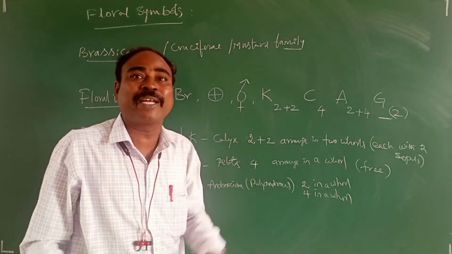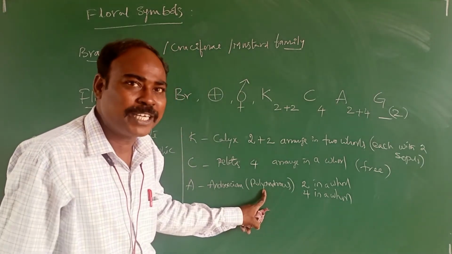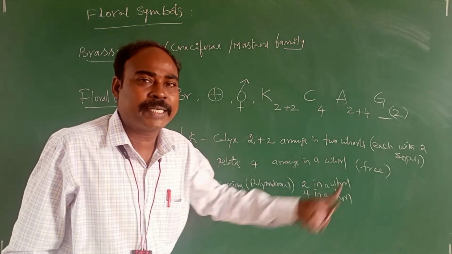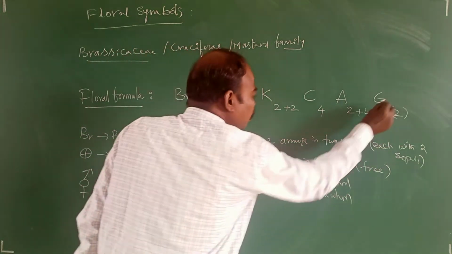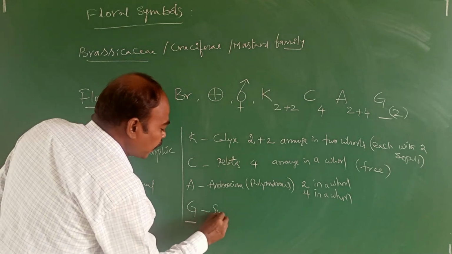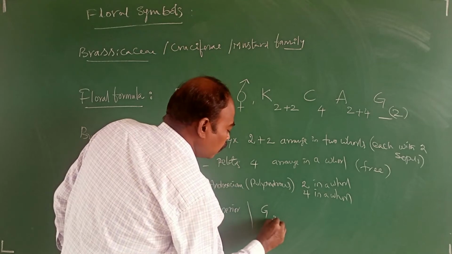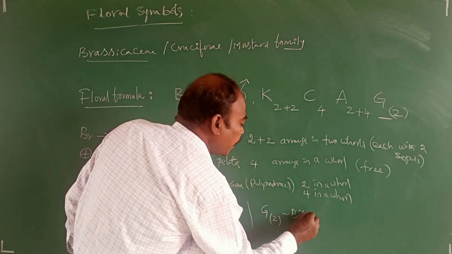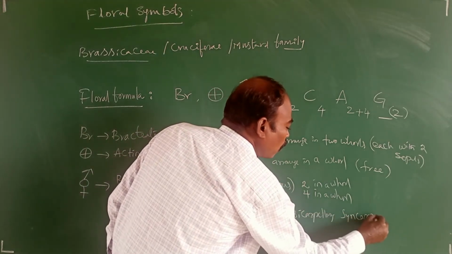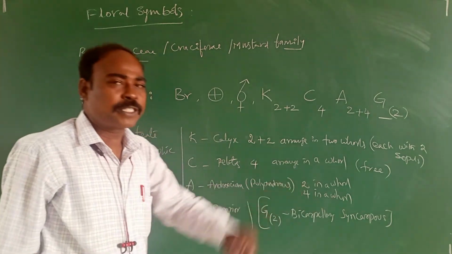Tetradynamous condition, mustard family. We gave an example also, right? That is the polyandrous stamens. Totally 6 are there, 2 arranged in a whorl, 4 arranged in another whorl. Gynoecium, G. Here the dot indicates superior condition. Next, G2 means bicarpellary syncarpous ovary. Bicarpellary syncarpous condition.